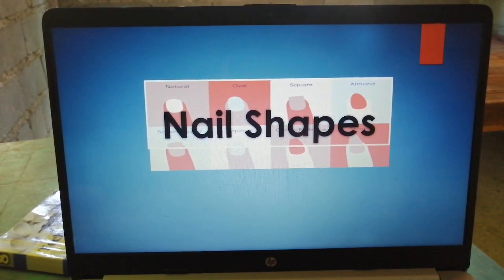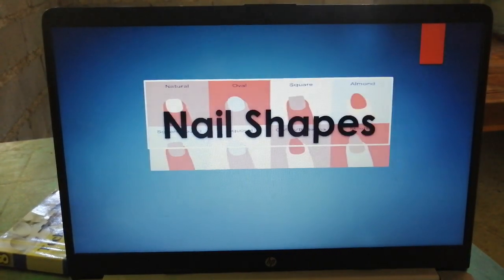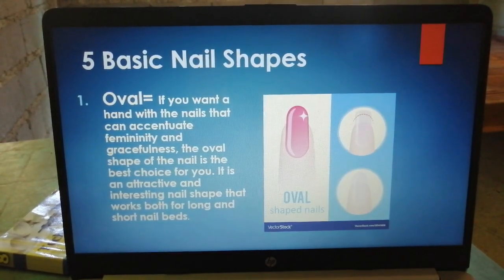Okay, so now let's move to the nail shape. We have different types of nail shape. In shaping nails, especially among women nowadays, it gains ground as this serves not just as part of personal grooming but also a statement of style. There are 5 basic nail shapes to choose from: oval, square, squoval. Pag sinabi nating squoval, it is the combination of square and oval, and round and pointed. So we have the basic 5 nail shapes.